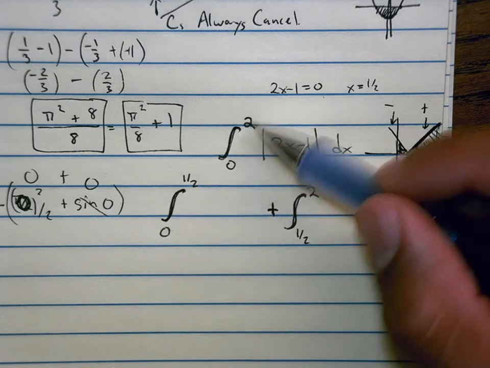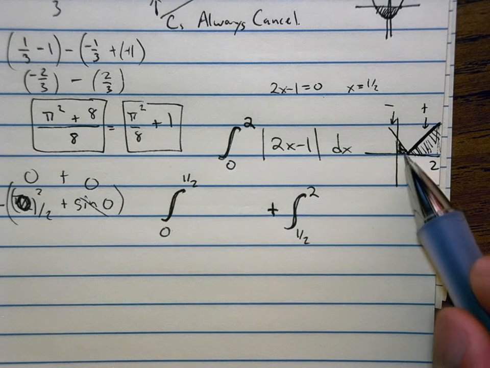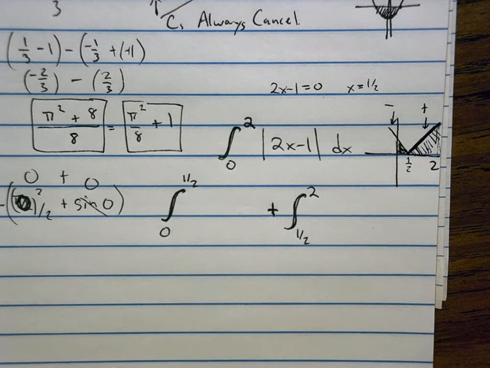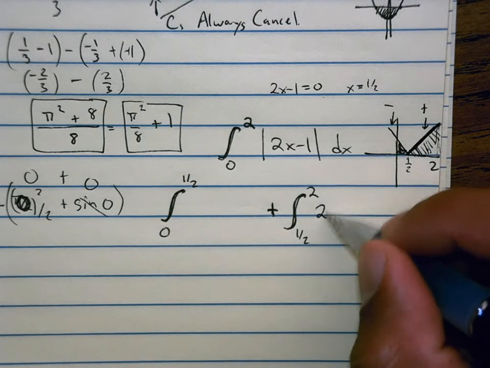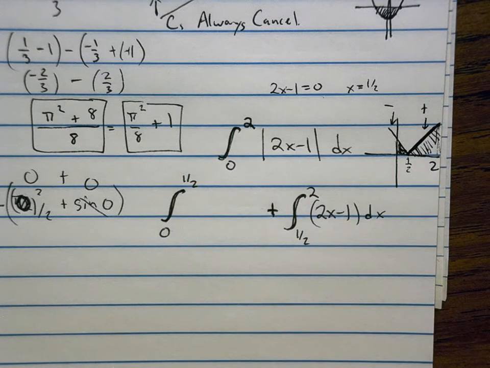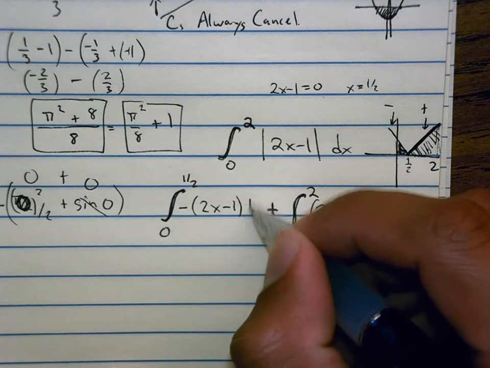I'm splitting these two areas because I want to go from here to here, because I know it's going to have one equation, the negative equation, and I'm going to have a positive equation from this other critical point on over. Well, this equation here is the positive value, so it's 2x minus 1 with respect to x. And the other possibility, on the left-hand side of 1/2, would be the negative of 2x minus 1 with respect to x.